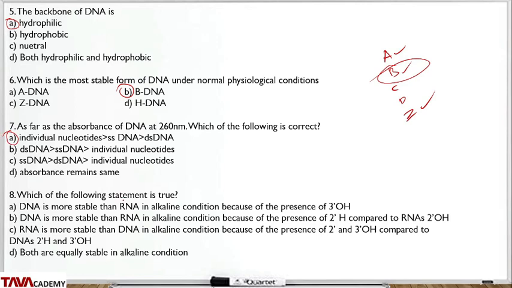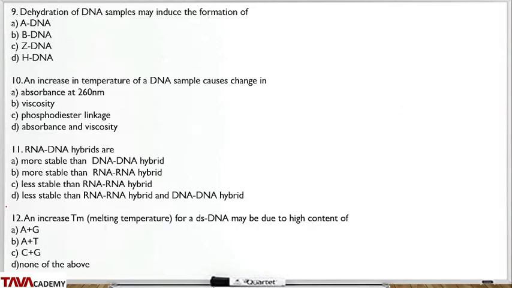Which of the following statements is true? DNA is more stable than RNA in alkaline conditions because of the presence of 2' H compared to RNA's 2' OH. Dehydration of DNA samples may induce the formation of A type of the DNA. So at 75% humidity you find more of the A form of DNA there.